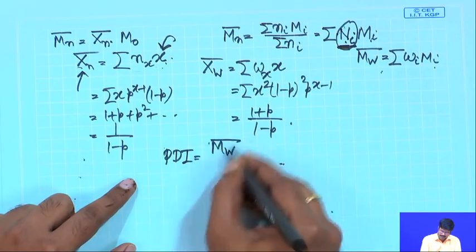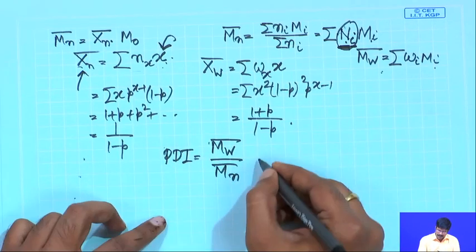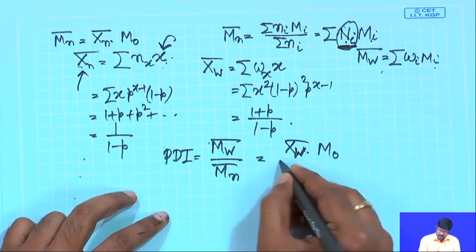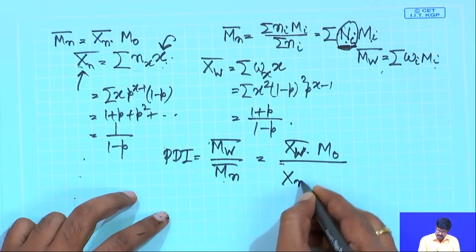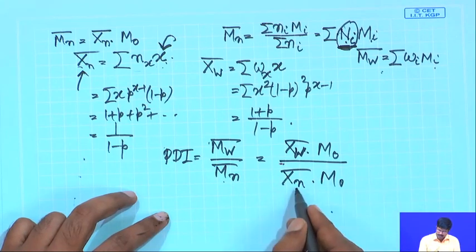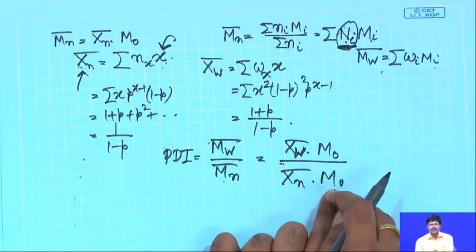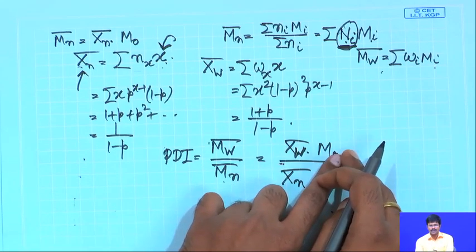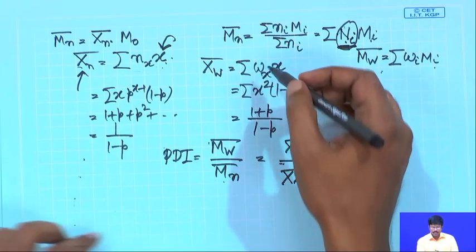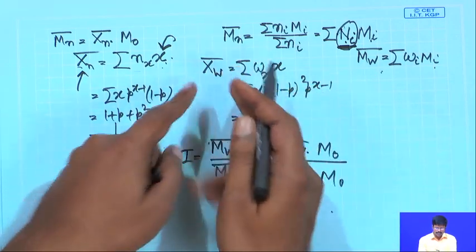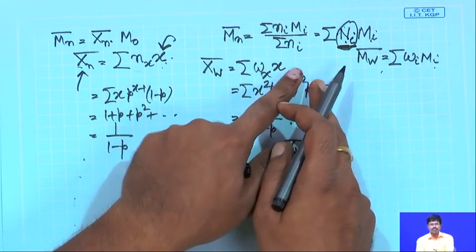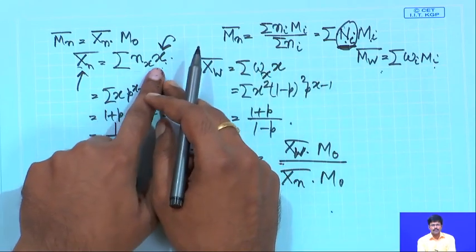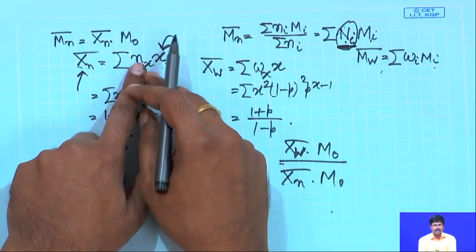Polydispersity index is nothing but Mw by Mn, and Mw is xw into m0, Mn is xn bar into m0. So, the number average degree of polymerization into the average molecular weight of the structural unit, and this is the weight average degree of polymerization into the average molecular weight of the structural unit. And again to repeat, when you are looking for the average degree of polymerization, you weigh the corresponding degrees of polymerization with the corresponding number fraction.